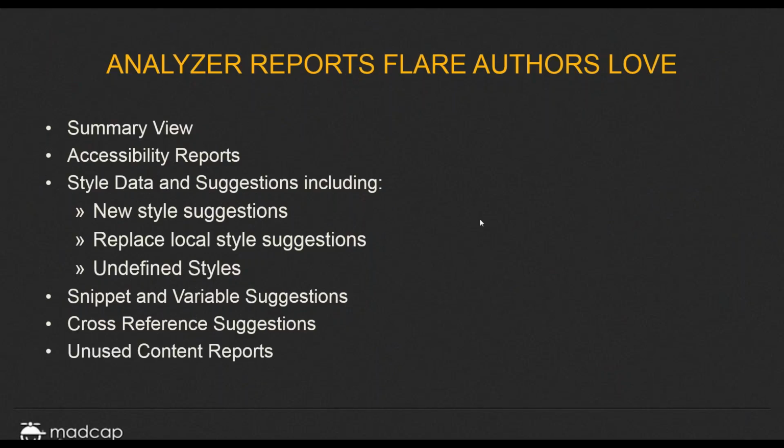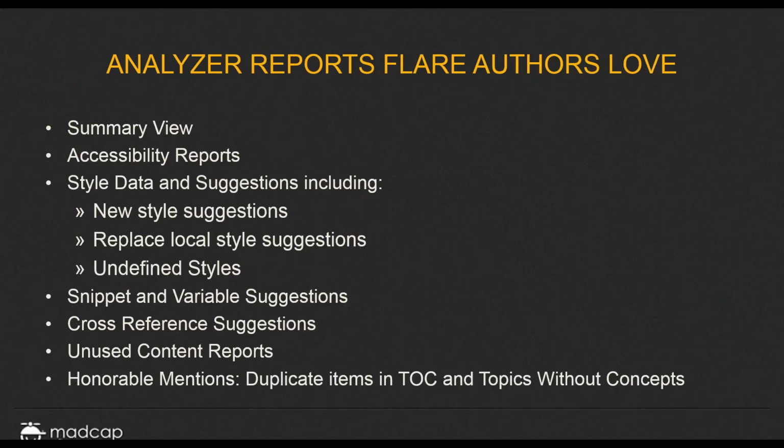And then we're going to take a look at the unused content report. So this is one where we can really help declutter and help keep us organized, and we're going to take a look at how we can use those to our advantage. And then just a couple of honorable mentions at the very end if we have time. I want to talk quickly about duplicate items in your table of contents, and also topics without any concept links and how we can use that to our advantage as well.